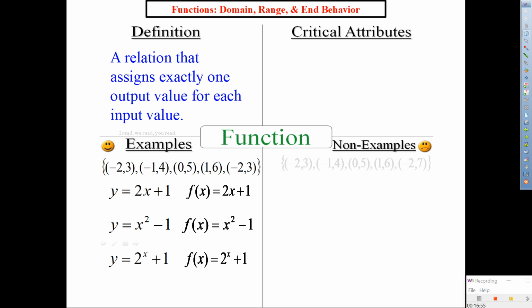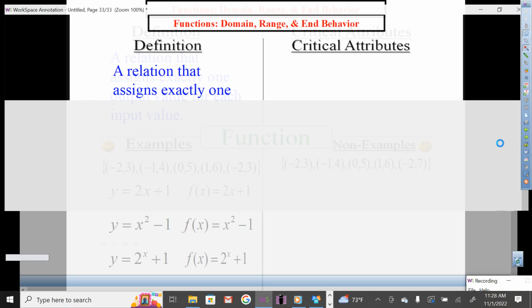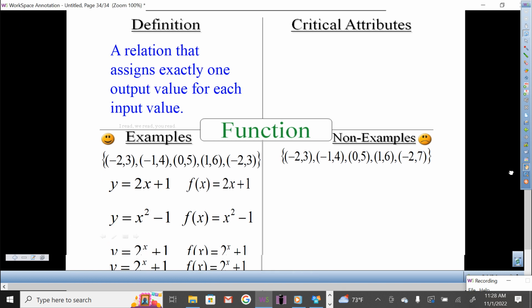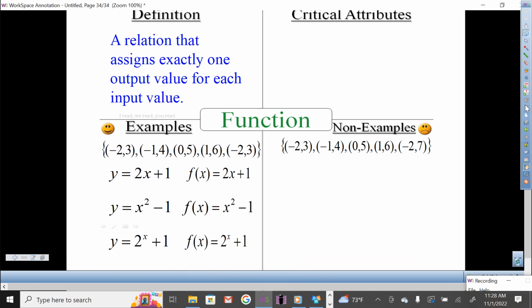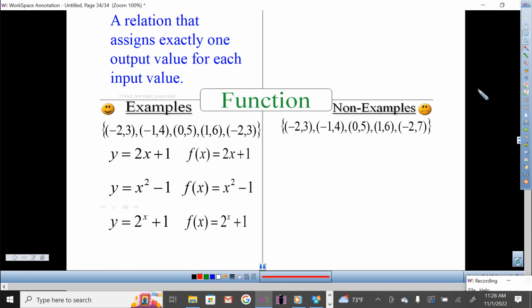All right. I think Lorena's got it. Very good. Fabian's got it. Juan's got it. Very good. All right. Let's see. Jaden, why is this one not a function?